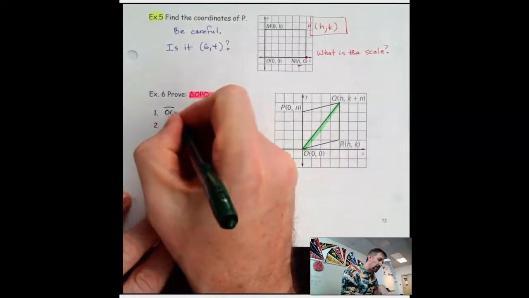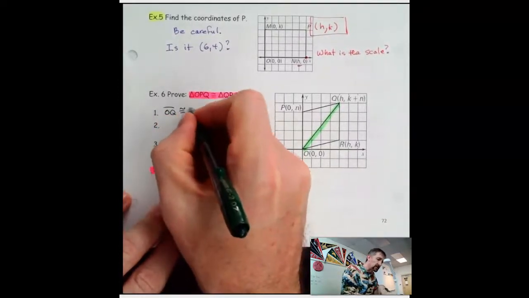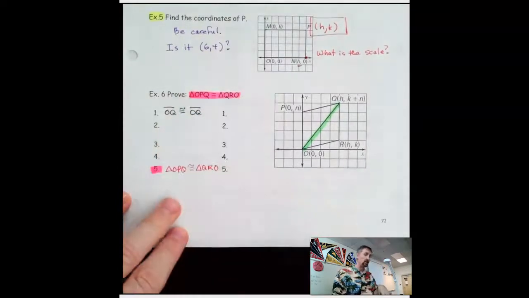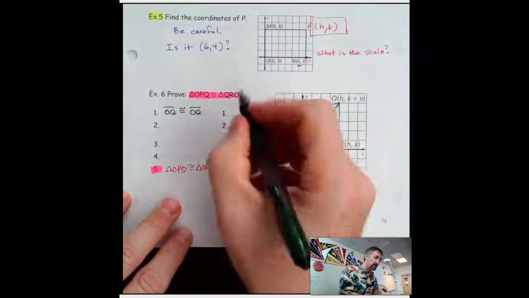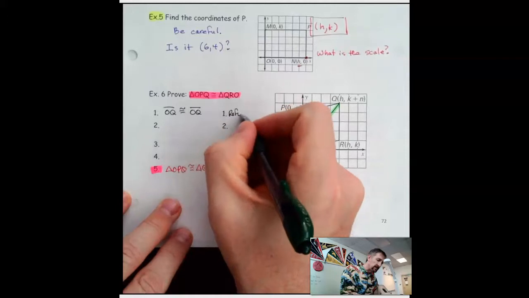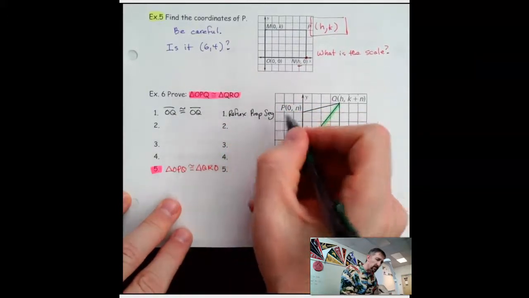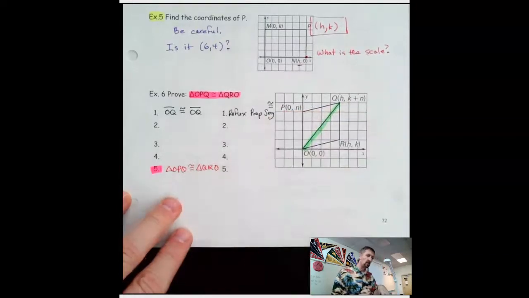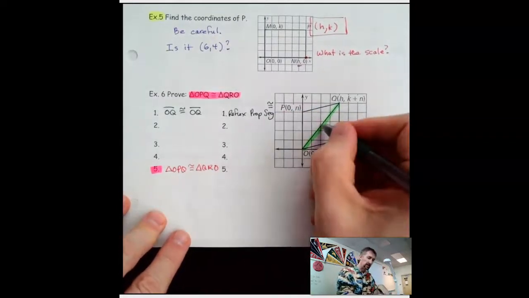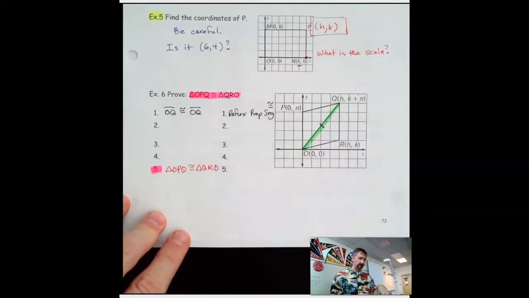Segment OQ is congruent to segment OQ by the reflexive property of segment congruence. Okay, so we have that.